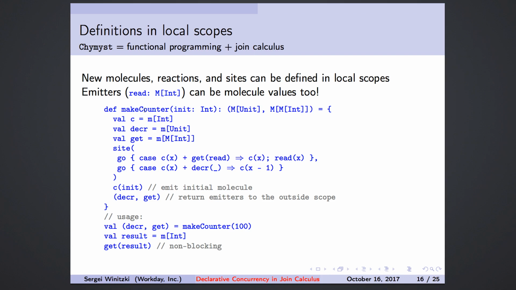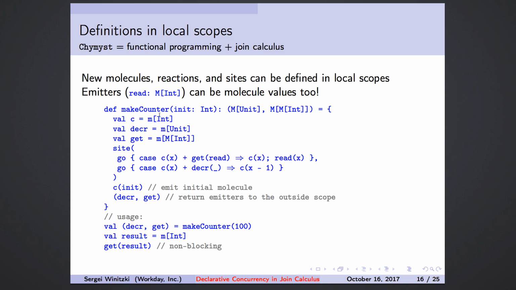For instance, here is a function that defines new chemistry inside that scope. In the functional language, it's very important that things are locally scoped. So values that are in the local scope cannot escape. And that's important. And it's transparently used when you do chemical machine programming in Scala.